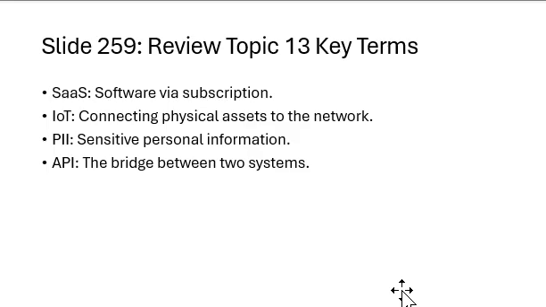Okay, so these are a few of the important key terms in topic number 13. SaaS, software as a service, means that the software is delivered via subscription. IoT connects physical assets directly to the network. PII refers to sensitive personal information. API bridges the communication between two systems. So these are the terms that form the foundation of cloud integration, and you need to understand them in order to help you navigate the enterprise technologies.